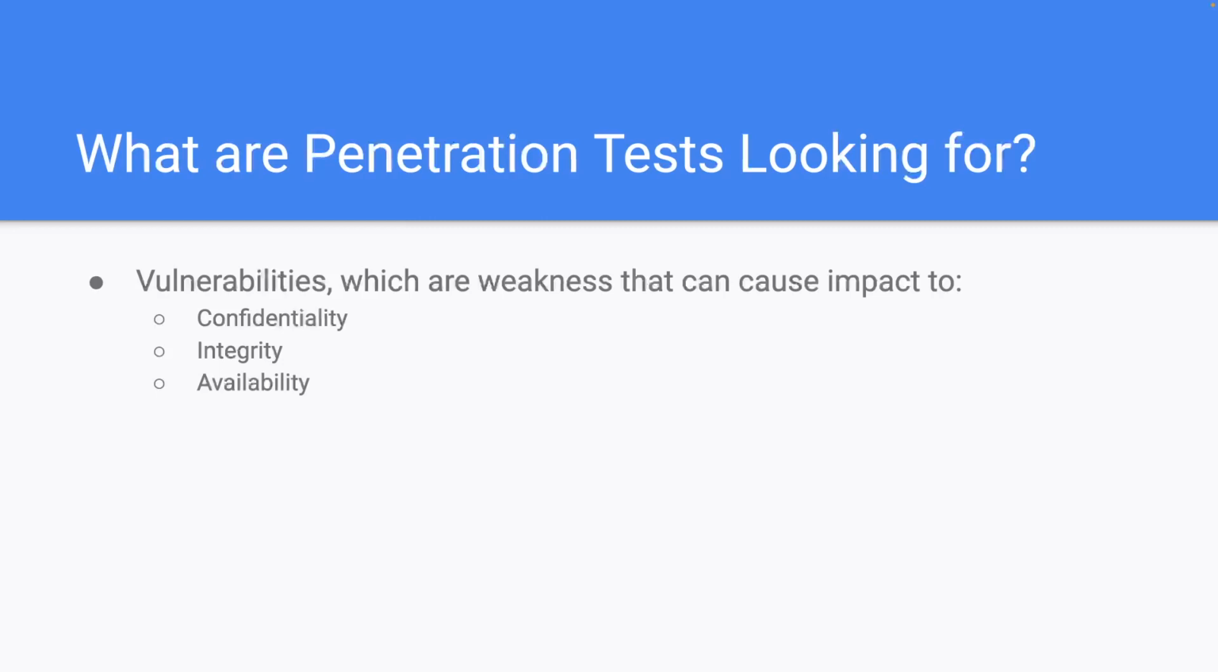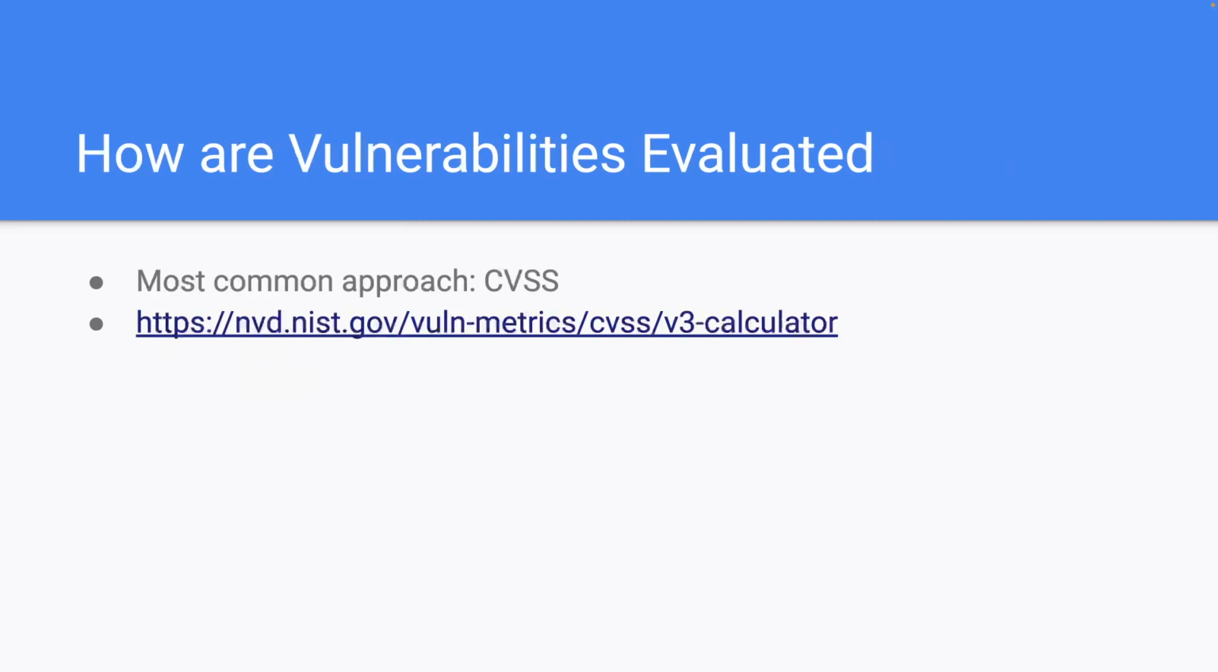Those are the three main weaknesses that we're looking to exploit in a penetration test. Now, if we manage to exploit those, how do we determine how severe the vulnerabilities are? We typically use a scoring system like CVSS. CVSS is the most common one that I've seen. There are some other scoring systems, but this one usually is pretty standard. And I'll show you generally how this works through the calculator that is provided through NIST.